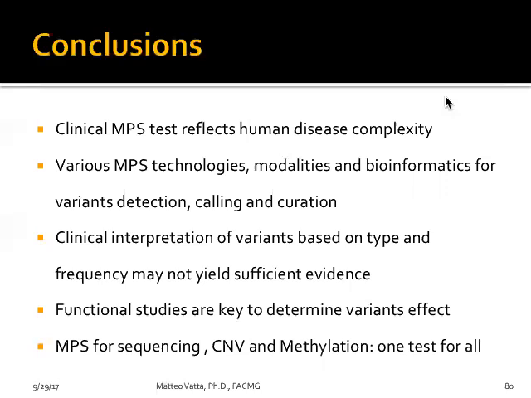The clinical interpretation is, of course, the most important part of a clinical laboratory, and is based not only on the type of variant and the frequency, but those two metrics, even though they have always been important, may not be sufficient to yield all the evidence that is required. Functional studies would be, of course, a plus. There are a lot of variants for which functional studies could make the difference between no classification or VUS and classification as pathogenic or tolerated.